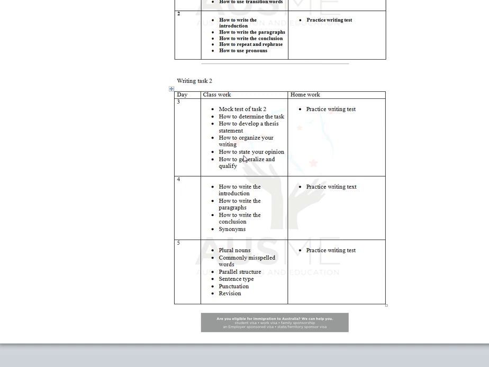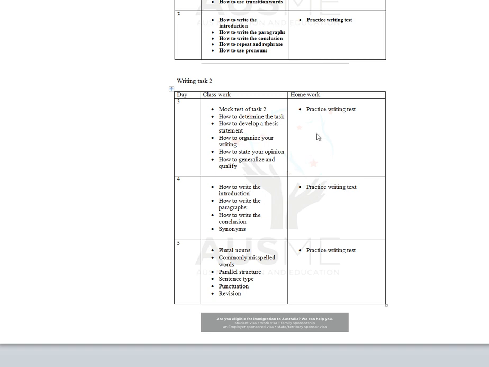And then we'll move on to how to state your opinion. As I've told you, opinion is something very important in task 2. If you don't have an opinion, your band score can't go higher than 4. So the next thing we teach you is how to generalize and qualify. That is one of the general skills you need for writing. So this applies overall generally for writing, either task 1 or task 2.